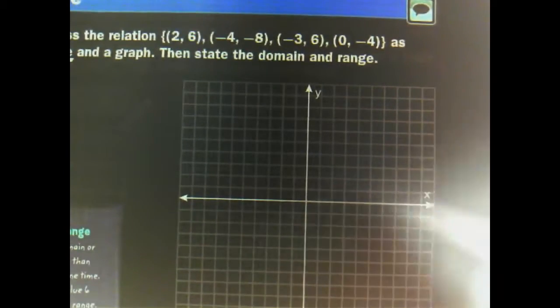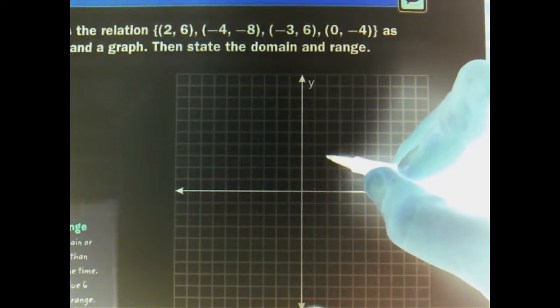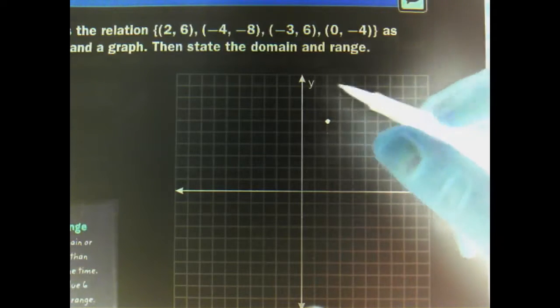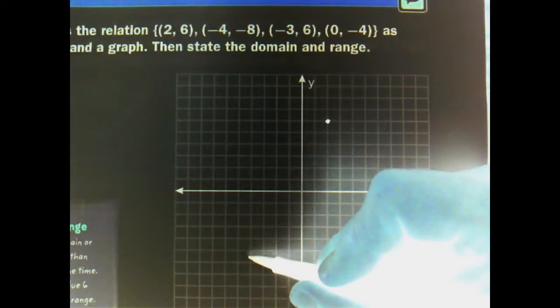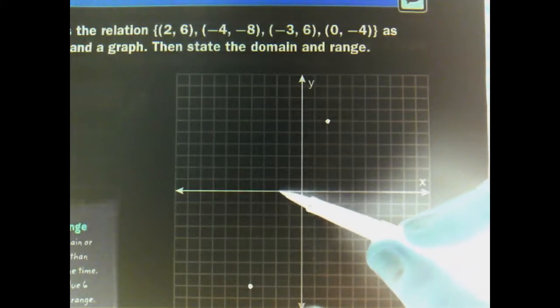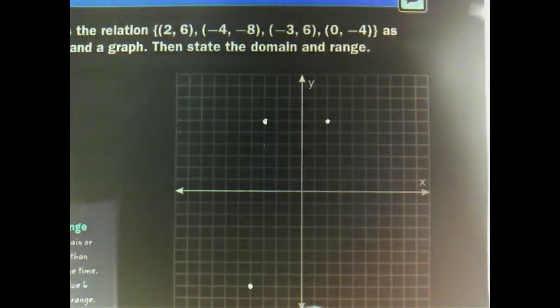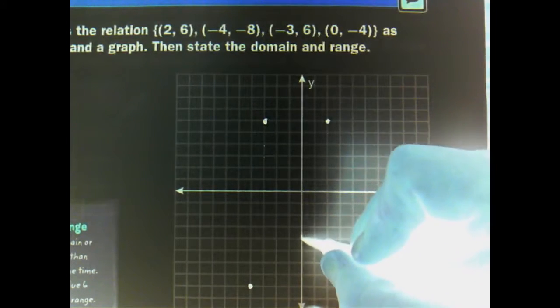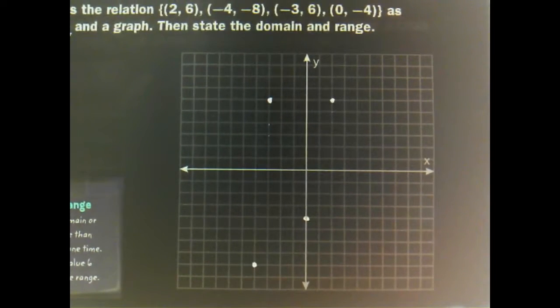That part's done. Now we want to express it as a graph. So in order to graph it, we just plot the points on the graph. 2, 6: 1, 2, then 1, 2, 3, 4, 5, 6. Put a dot. -4, -8: 1, 2, 3, 4, then 1, 2, 3, 4, 5, 6, 7, 8, all the way down there. -3, 6: 1, 2, 3, then 1, 2, 3, 4, 5, 6. 0, -4. And that's all of them. So that would be the graph of our relation. Okay, we're just putting the ordered pairs on the graph.